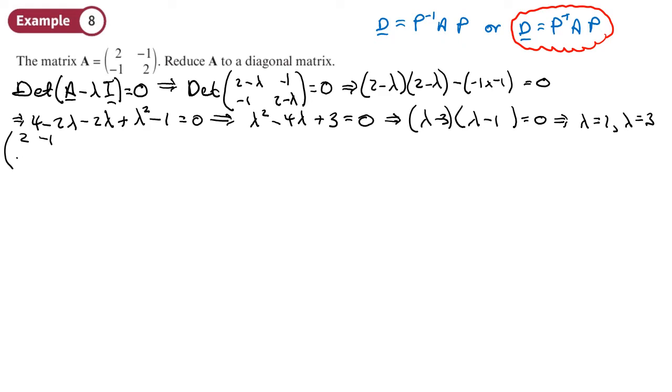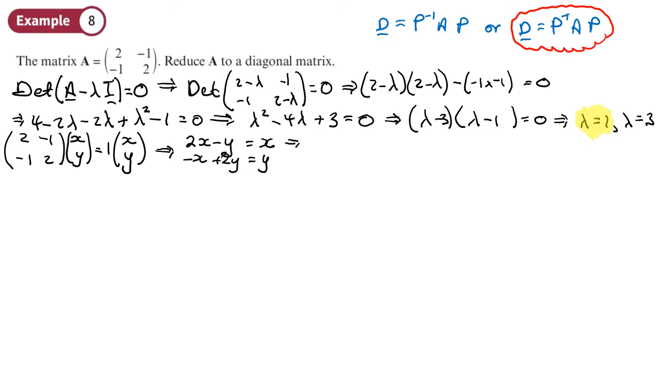So they are going to scale our matrix by 1 and 3. So we'll start with the one that scales a vector by 1. Maybe I should highlight here that I'm dealing with the eigenvector of 1 first. So that's going to give me these equations: 2x minus y equals x, and negative x plus 2y equals y.